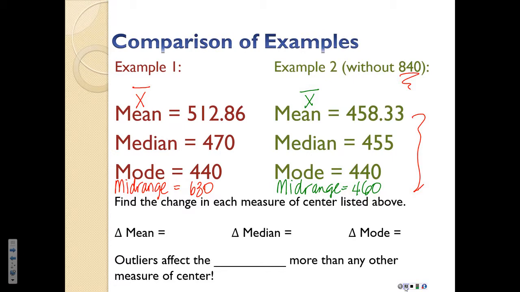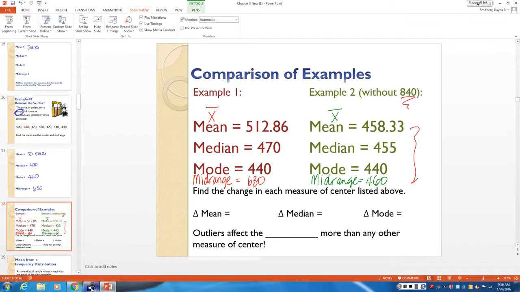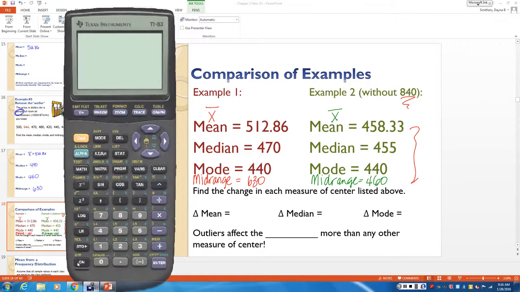Yes, ma'am. Why did we round the mean for the first one, but not the second one? The median, you should have come out with the actual whole number, did you not? No, ma'am. I mean the mean, because we got 512.85. We rounded up. Well, back here we rounded up on the second example too, and got 458.34. Okay, might be a typo. Let me put my numbers in real quick. It's because on the second one, it was 458.33333. Okay, thank you.